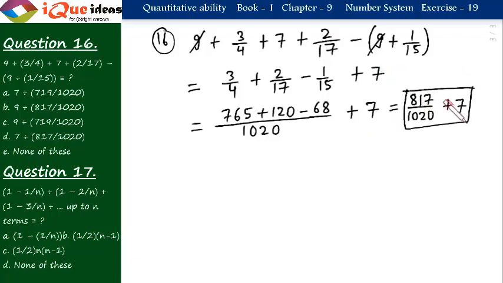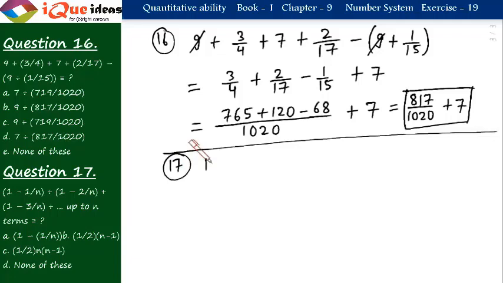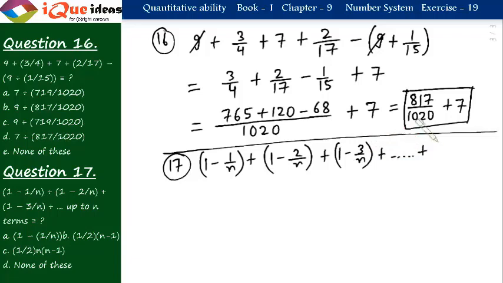Alright. So this was a simple question of simplification process. Now question number 17. It says 1 minus 1 upon n plus 1 minus 2 upon n plus 1 minus 3 upon n and this goes up to n terms. So I'll write the nth term as 1 minus n upon n and let it be like that.